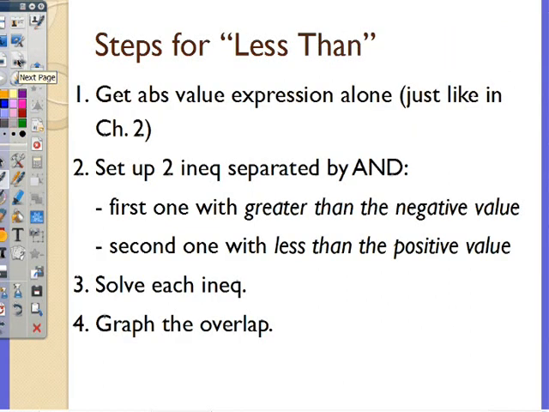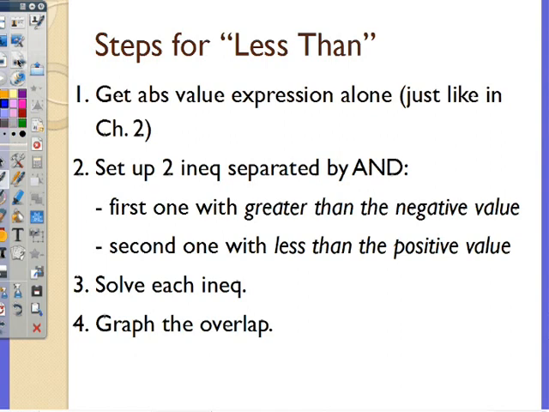This is the last big writing, I promise. The steps for less than, you'll be so grateful you have these. This is one of those things that people always struggle with when we come back to it later in the year, studying it for STAR testing, and midterms and things like that. So you'll want to come back and be able to look at these again. Step 1, pause when necessary. Get the absolute value expression alone, just like in chapter 2.